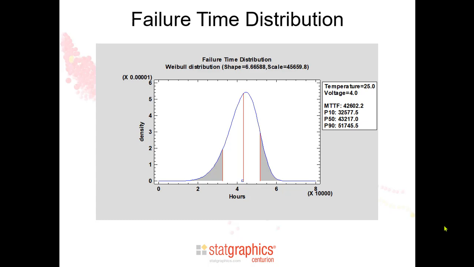The accelerated life test procedure will also plot the failure time distribution at any combination of the accelerating factors. Here I've plotted it at normal operating conditions. You see the estimated density function. You'll also see vertical lines at the 10th, 50th, and 90th percentiles. There's also a marker at the mean time to failure, which is 42,602 hours.